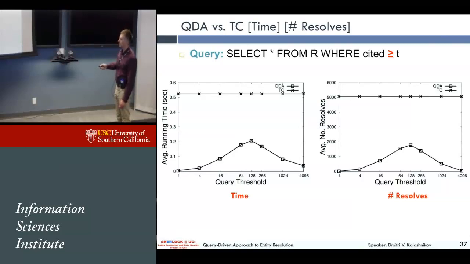Initially everything is in the answer, so the QDA is very fast. For threshold 1, all nodes qualify, so it can output the answer very quickly. For threshold values like 128, you see lots of potential cliques qualifying, so you need to do lots of work. So you see the spike. And as you increase the value of the threshold, the running time decreases again because very few cliques are qualifying, so you can get the answer very quickly.